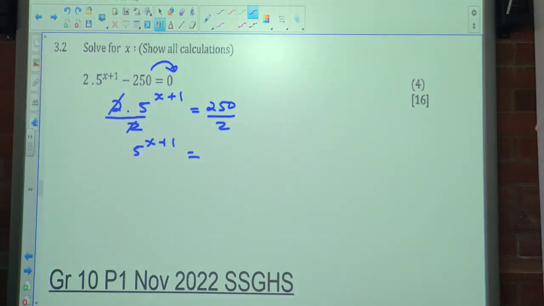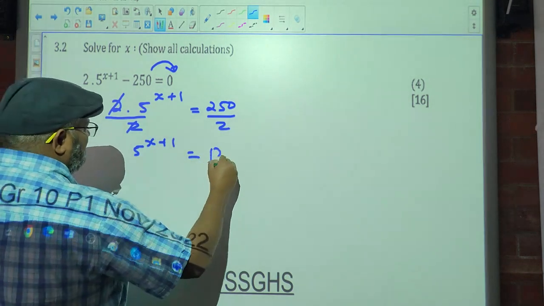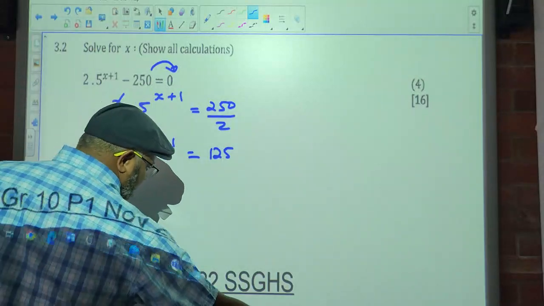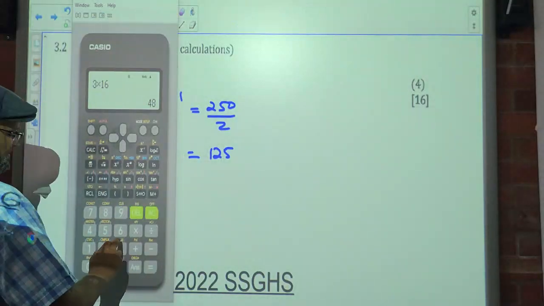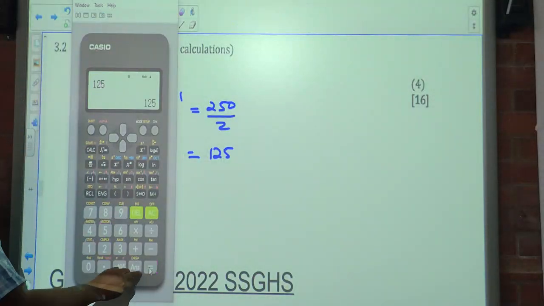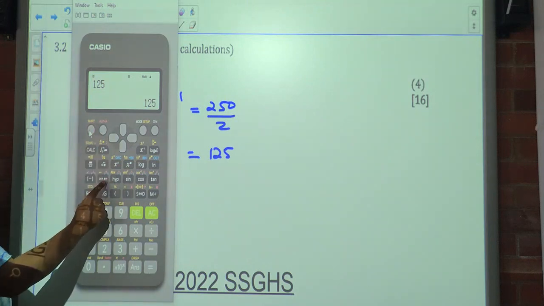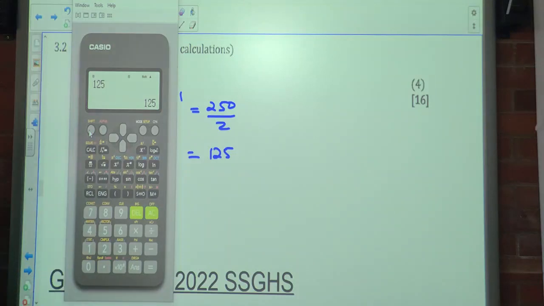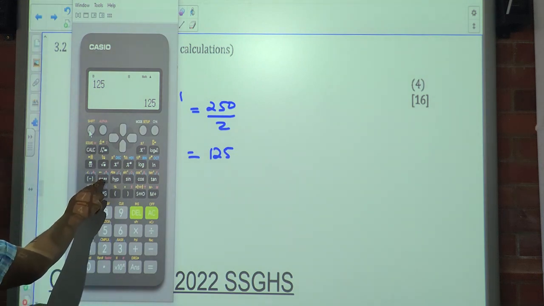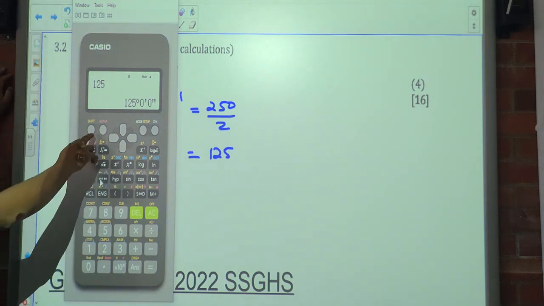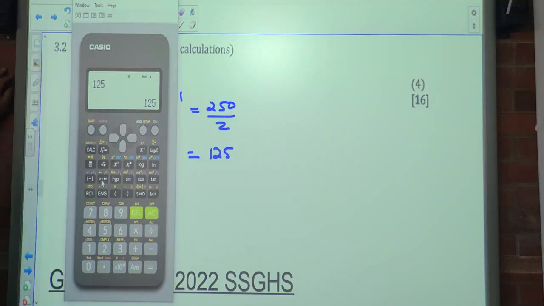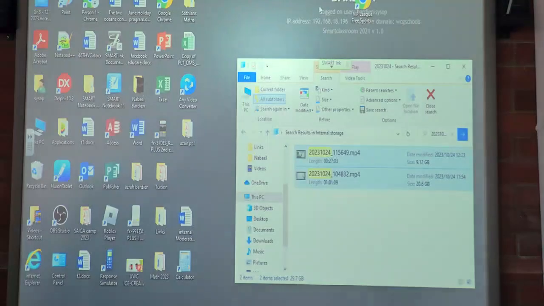So I divide by 2 on both sides. 250 divided by 2 is 125. Now what do we do? 125 can be written as what? We say 125, shift, and this button. There's no factorize button on this calculator. Let's get the other calculator.